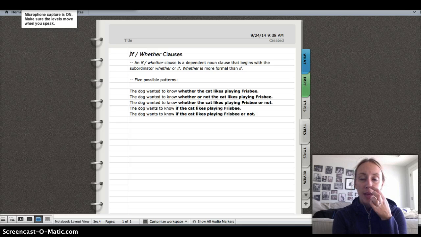The dog wanted to know whether the cat likes playing frisbee or not. The dog wants to know if the cat likes playing frisbee. The dog wants to know if the cat likes playing frisbee or not. These are similar to the next kind we're going to look at in that they could be questions if they weren't embedded in a sentence.